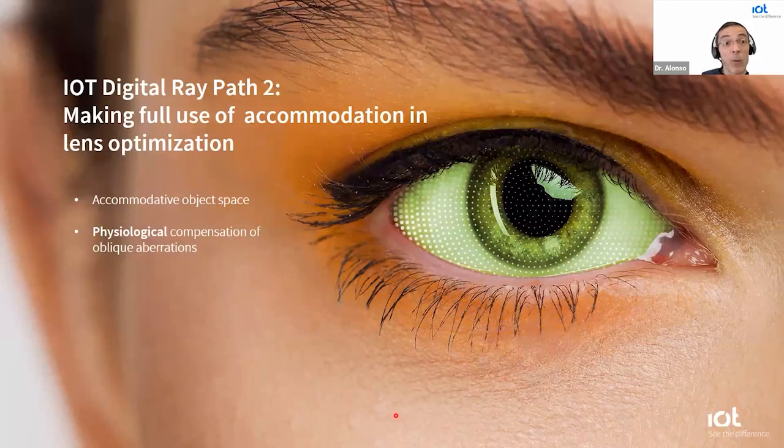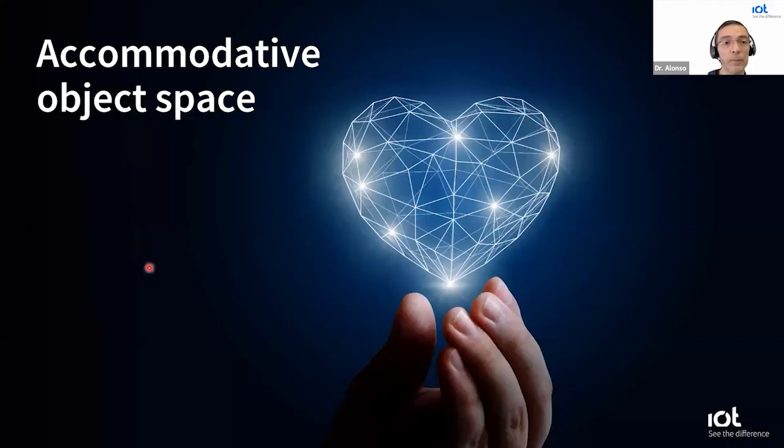And this is the way IOT Digital Raypath 2 works, making full use of accommodation in lens optimization. And there are two ways in which we use accommodation. The first one is using the accommodative object space that we will define next, and then using a physiological compensation of oblique aberration, a compensation that will use accommodation. Let's see first the accommodative object space.